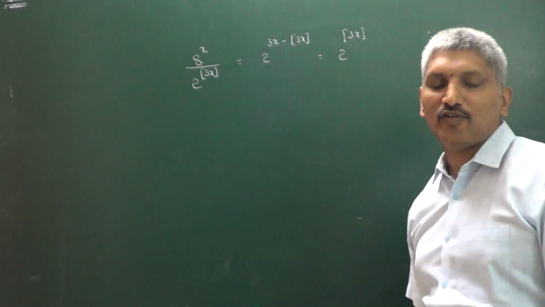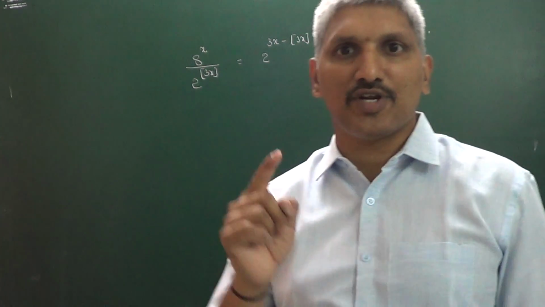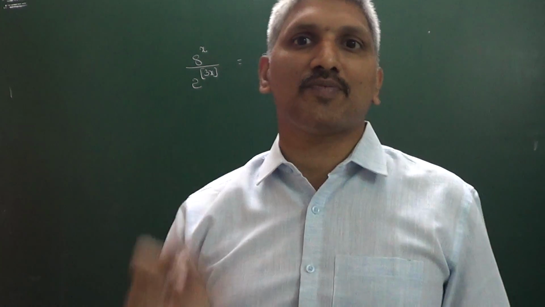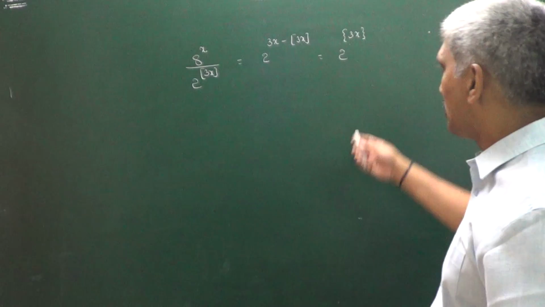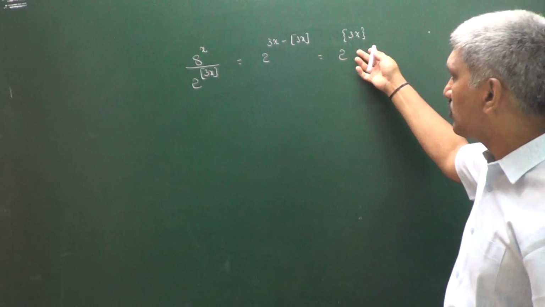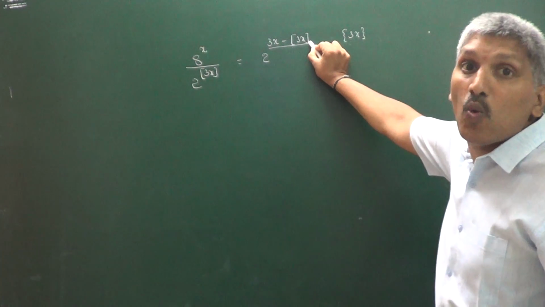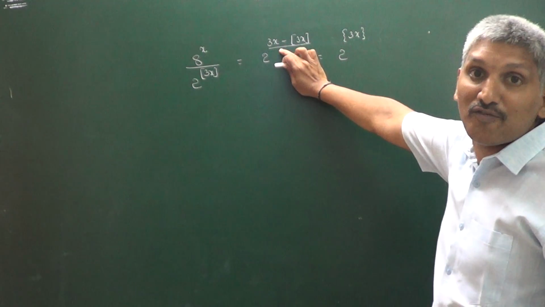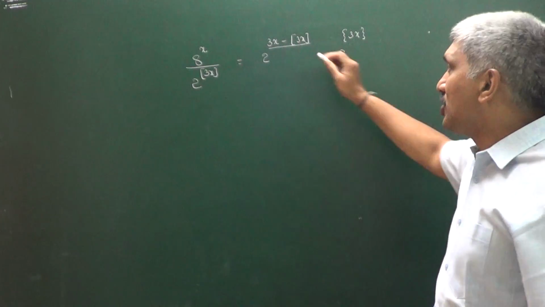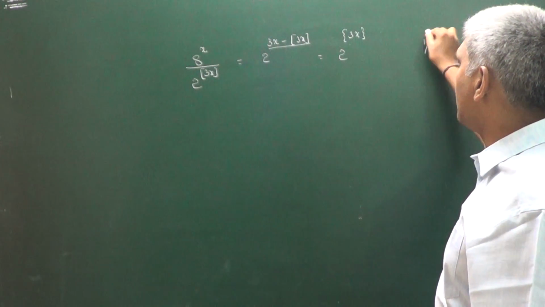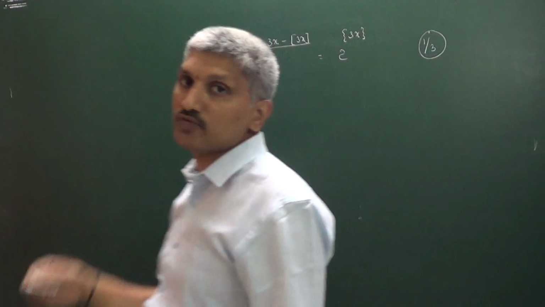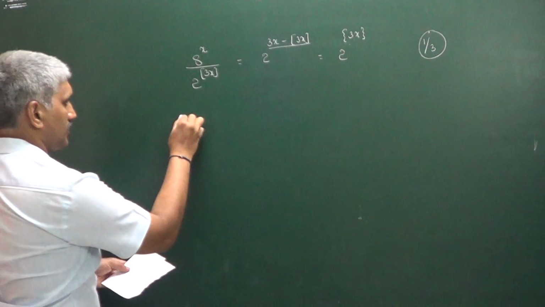As you know, if f of x is a periodic function with a period T, then the period of f of ax is T by mod a. Now, you know the fractional part of x is a periodic function with period 1. Here f of 3x is there, so 1 by 3 is the period of this function. We have another question here.